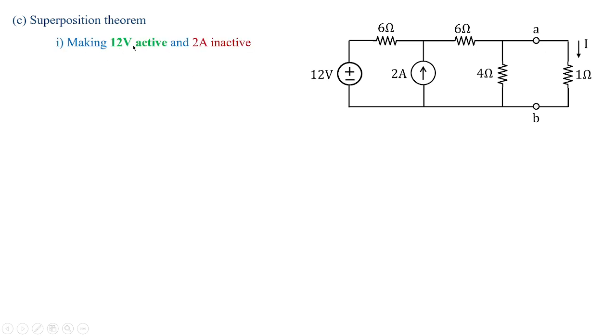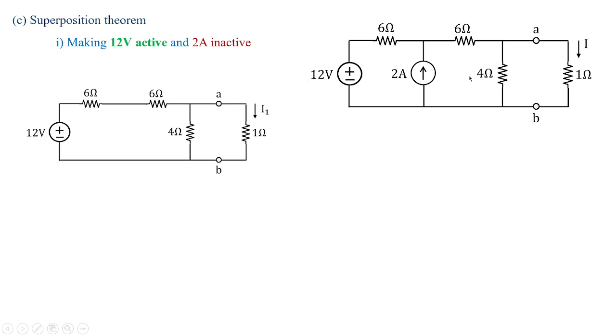So I am making first 12 volts active and 2 amperes inactive. 2 amperes is the current source that is inactive, so you have to open circuit it, and 12 volts is active. So this is how I consider the 12 volts and I have removed 2 amperes. Now we need to consider the current in 1 ohm, which I am treating as current I1.